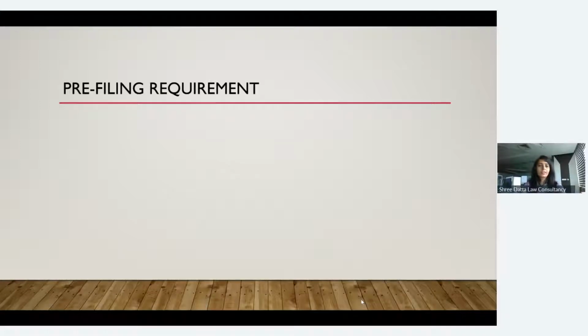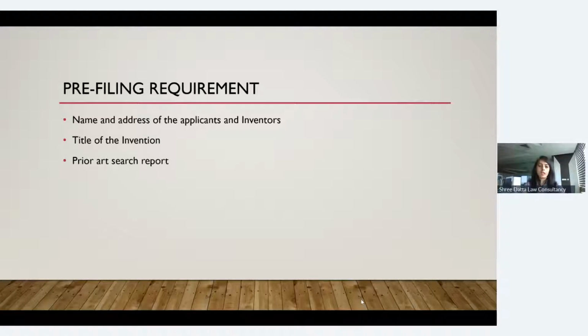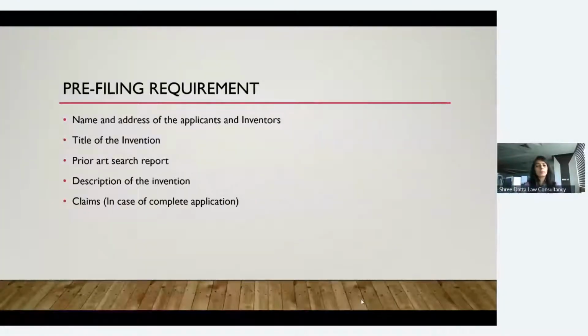So first, what are the pre-filing requirements? If you want to file a patent for any invention, what are the pre-requirements for that? You require the name and address of the applicants and the inventors. Then the title of the invention, prior art search report, description of the invention, and claims if you are directly filing a complete specification, or if you are filing a provisional to complete, then at the time of the complete specification, claims are required. Then the abstract, and drawings, if there are any.